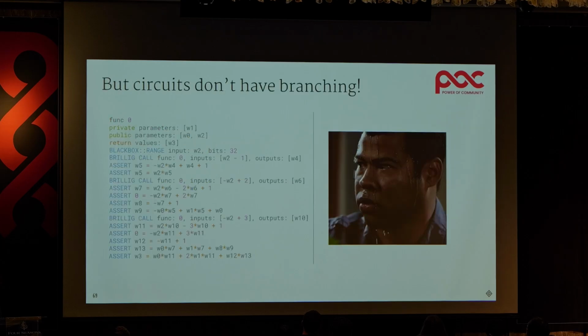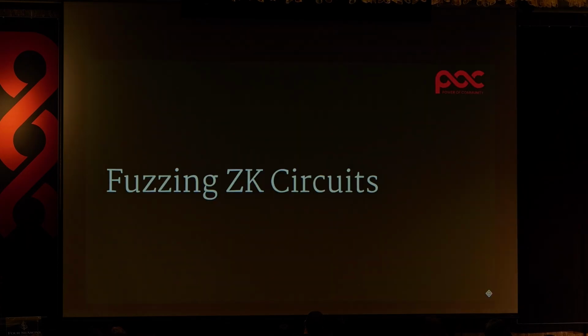The problem with circuits is that there's no branching. If you look at the algebraic circuit intermediate representation, we just have a bunch of asserts, we have some Brillig calls, but that's it. You can't really see the branch, and so that means that you can't easily use traditional coverage. So what can we do?